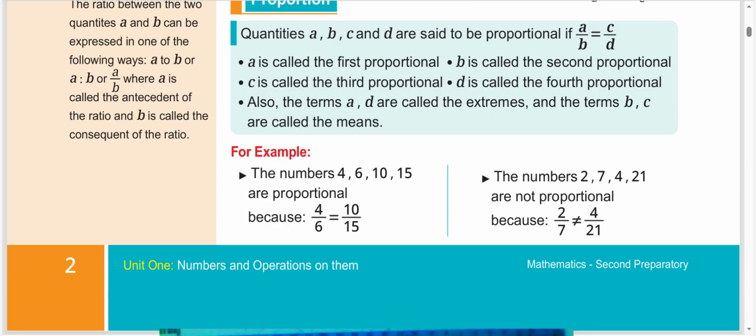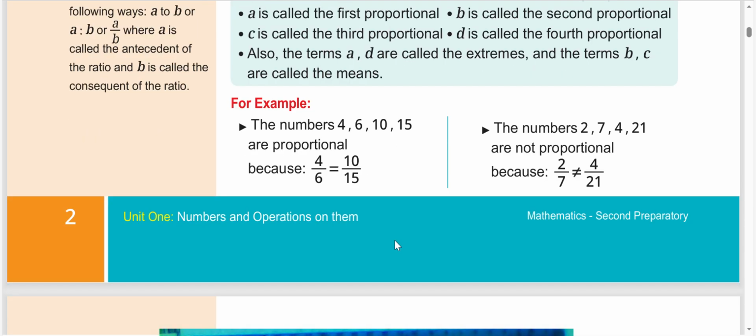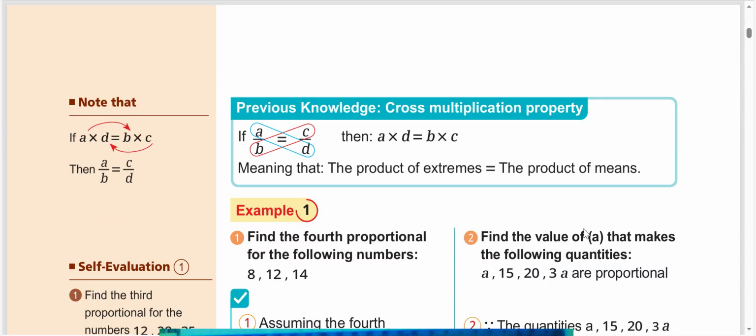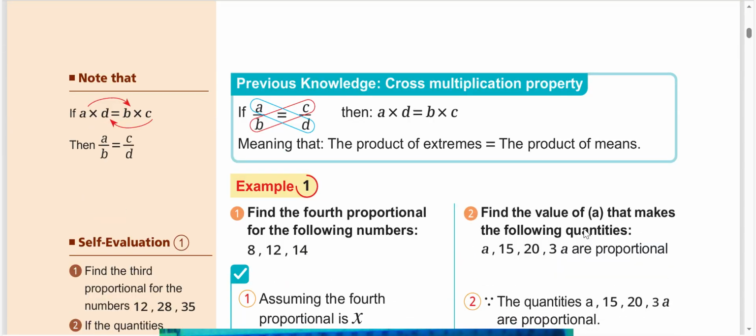Like in this example, we have 4, 6, 10 and 15. We call them proportional because 4 over 6 equals 10 over 15. If we write 4 times 15 equals 6 times 10, then the product of extremes equals the product of means. And the numbers 2, 7, 4, 21 are not proportional, because 2 over 7 is not equal to 4 over 21. So the product of extremes equals the product of means.